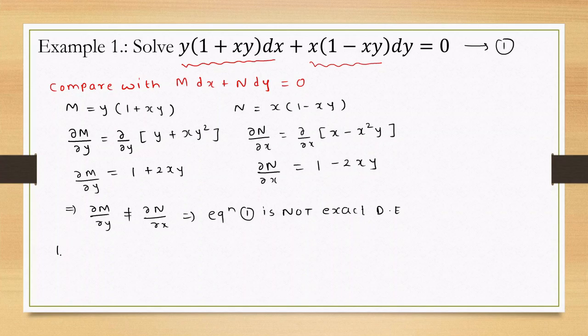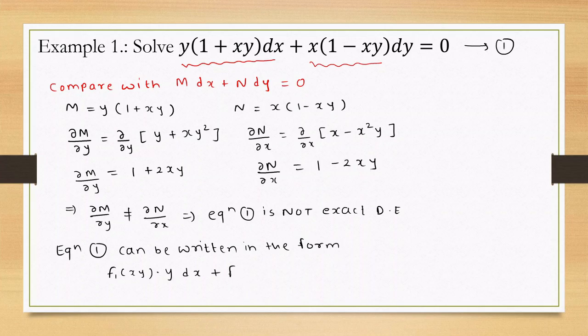Now equation one can be written in the form, look at here, student. 1 plus xy is a function of xy. So f1(xy) into this y dx plus 1 minus xy. It is a function of xy. f2(xy) into x dy is equal to 0.